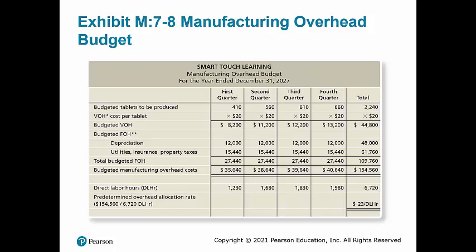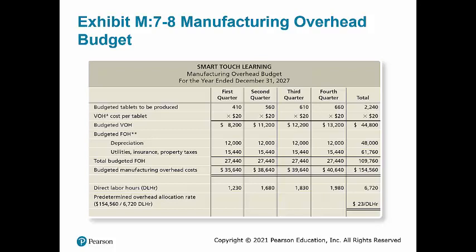because remember, the numerator is the total estimated manufacturing cost. For this problem, we are going to use direct labor hours for the denominator for the predetermined overhead allocation rate. We calculated what the direct labor hours would be in the direct labor budget that we just finished. We take each of those for each quarter, and the total direct labor hours for the year, 6,720, is in the total column.